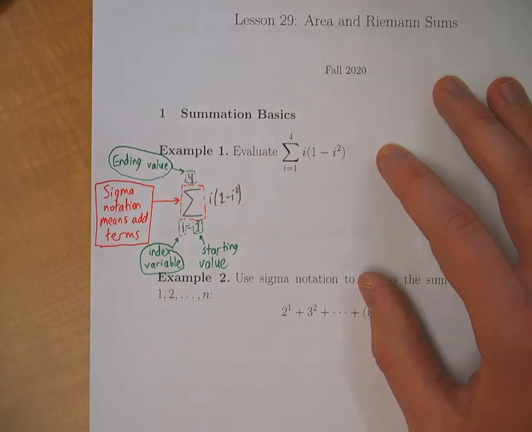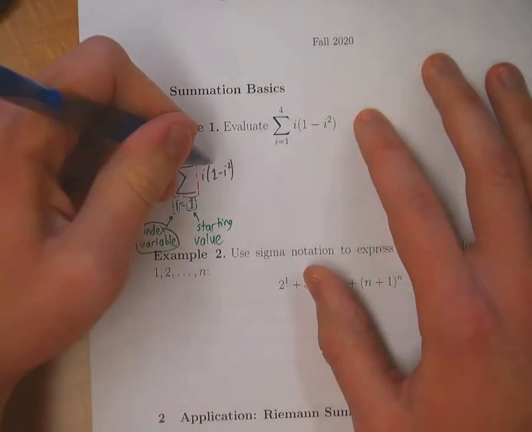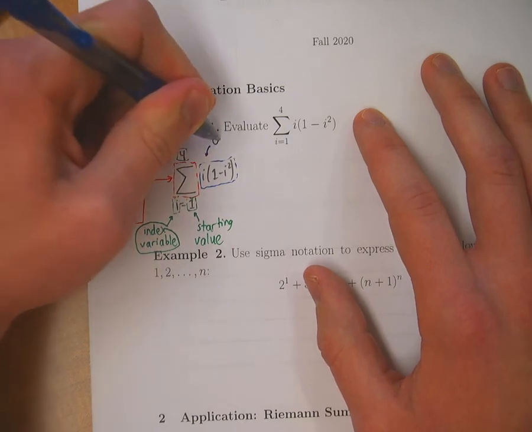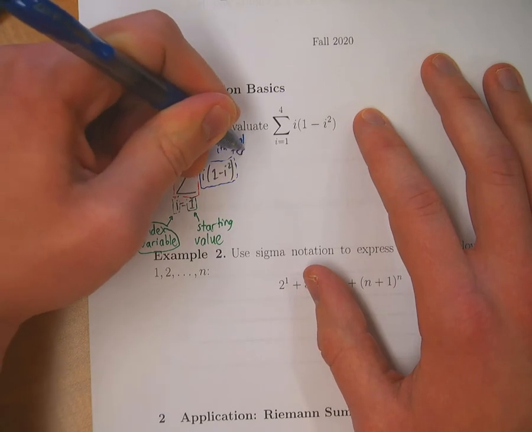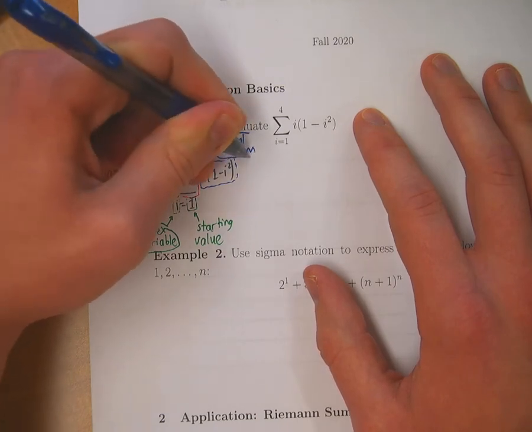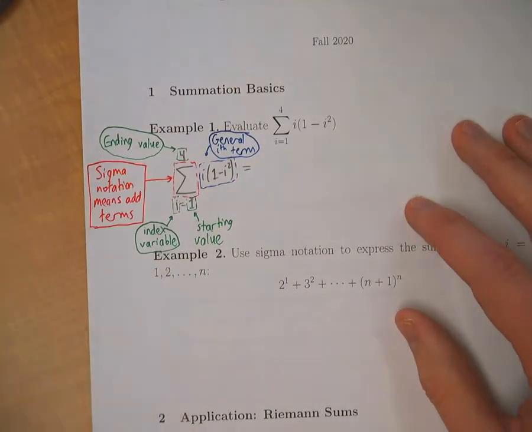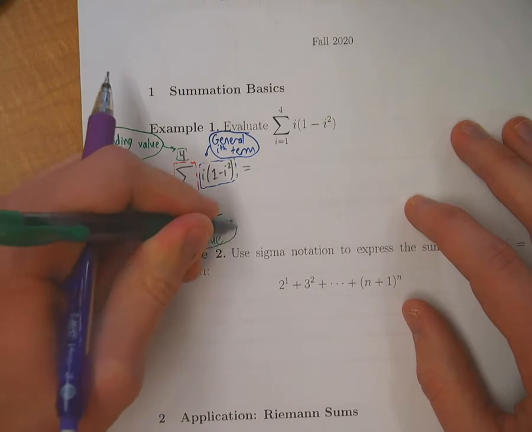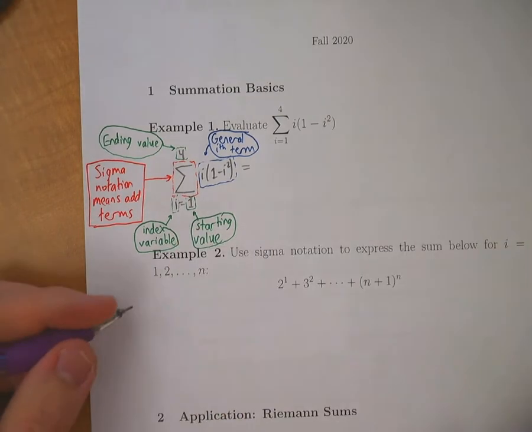And then this part here, i times (1 minus i squared), simply corresponds to the general ith term. So that's all that means. To give you a rundown of what this says: you're starting at i equals 1. If you're adding a bunch of terms, the first term you have to add is i equals 1.